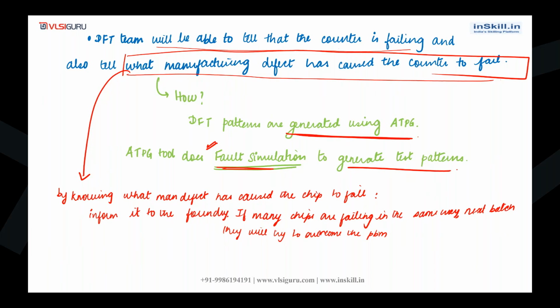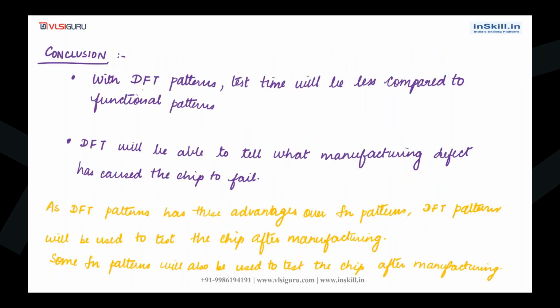So by knowing what manufacturing defect has caused the chip to fail, we can inform the foundry. If many chips are failing in the same way, in the next batch they will try to overcome the problem. Now the conclusion is that with DFT patterns, test time will be less compared to functional patterns, as we saw in the previous slides. It's the summary of it.